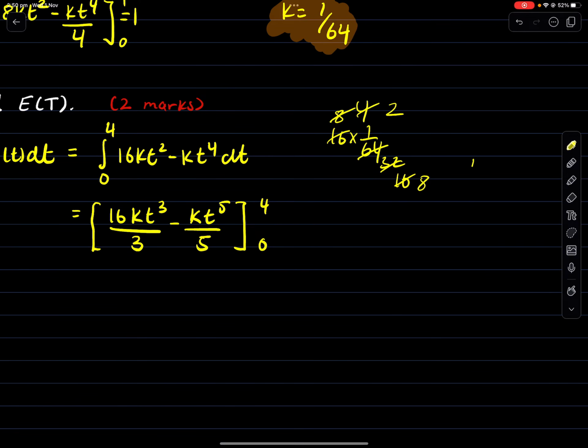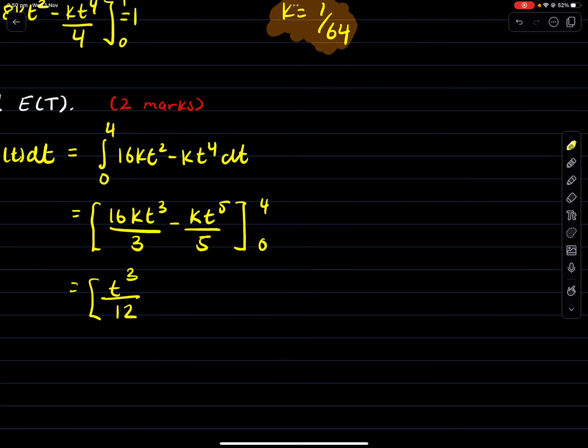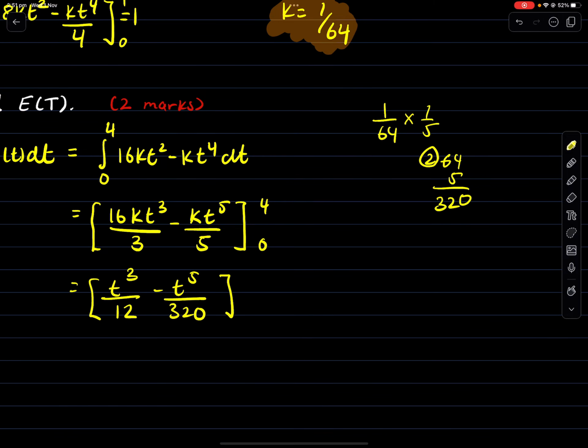So 1 over 4 divided by 3, which is times 1 on 3, it's 1 on 12. So it'll be t cubed over 12. For the other one, it's just 1 over 64 divided by 5, which is times 1 over 5. Okay, that's quite big. So 64, 5, 20, 30, 32. So this will be minus t to the 5 over 320, from 0 to 4.